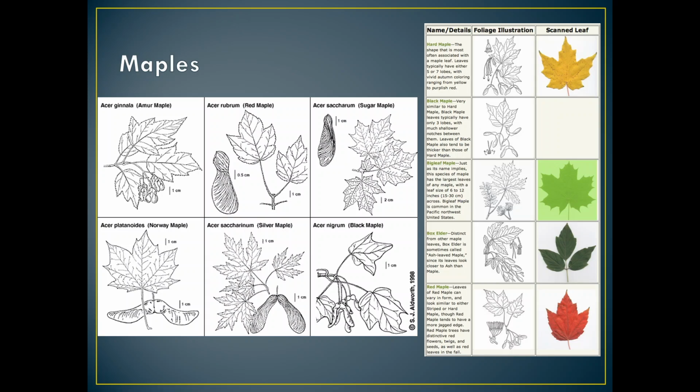So that's pretty much it for maples. There's not too many different species around here, as you can see listed, and a couple of them, the Norway maple and the sycamore maple, are introduced. Sometimes they do escape cultivation, so you may find them in the wild as well. So that's just something to be wary of.